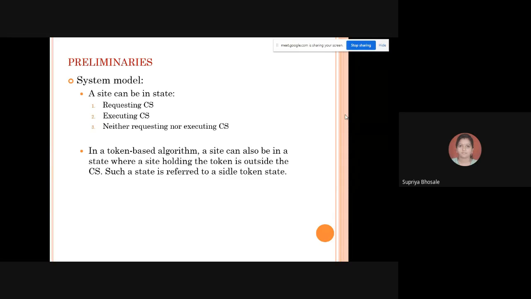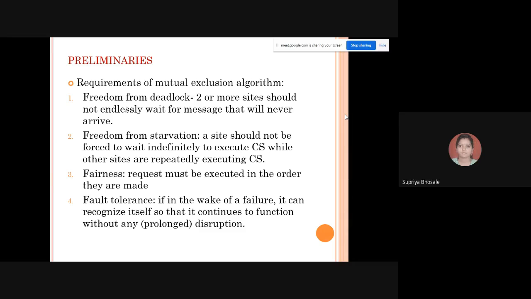ठीक आहे. सो इन token based algorithm, a site can also be in a state where a site holding the token is outside the critical section. So such a state is referred to as a CDL token state. So this particular condition is known as a CDL token state. Okay. So in preliminaries, again, some of the requirements of mutual exclusion algorithm are freedom from deadlock.